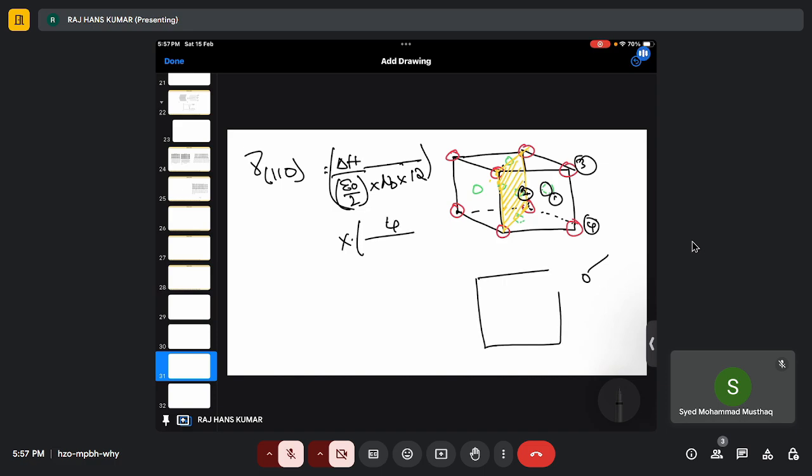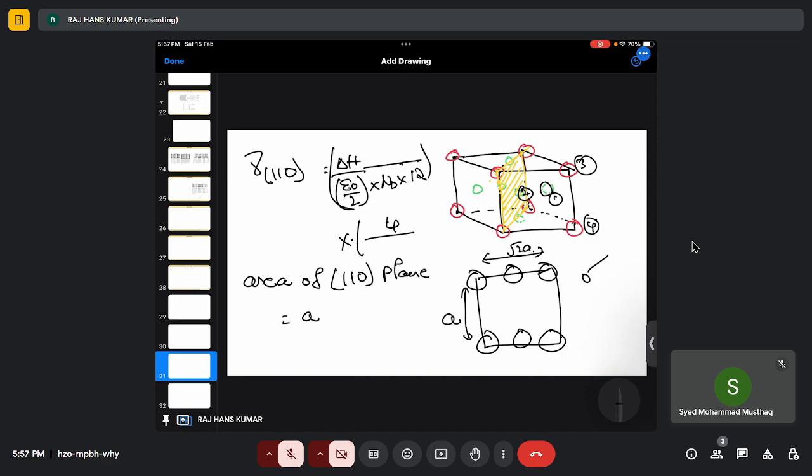Now the area of the plane will be equal to, this is my A, this is my root 2A. So area of the 110 plane will be equal to A times root 2A, so root 2 A square. Again, A is equal to 2 root 2 R. So root 2 into 8 R square, so 8 root 2 R square.